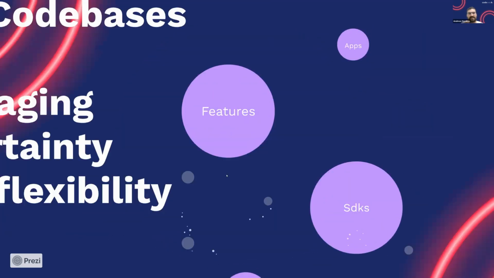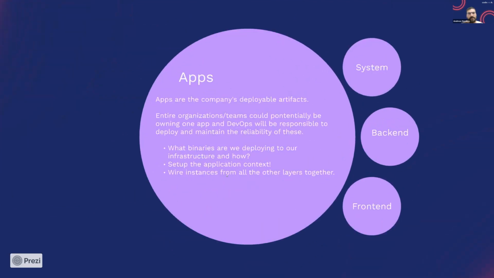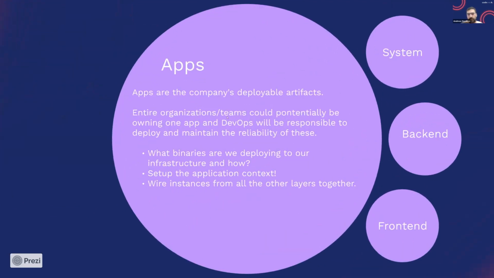Finally, the last layer is the application layer, which is essentially the company's deployable artifacts. So you usually have entire organizations and teams that own one or more of these applications. DevOps are responsible for deploying and maintaining the reliability of these.